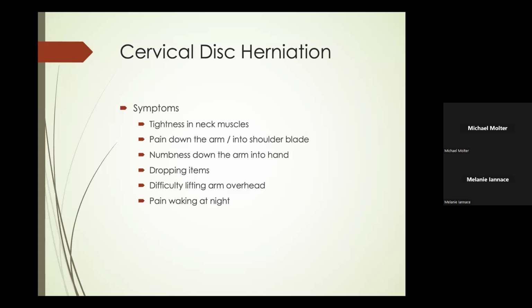A lot of times patients will come in and talk about tightness in their neck, pain going into the shoulder blade or down the arm, numbness down the arm and into the hand. Again, once you start getting past that elbow, it kind of eliminates the shoulder as a cause of this. Weakness, such as dropping items. You can have weakness lifting your arm overhead with this if it involves the nerves that go to those muscles, as well as pain that is waking them up at night in that area.